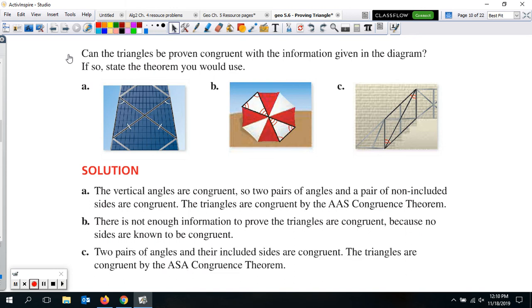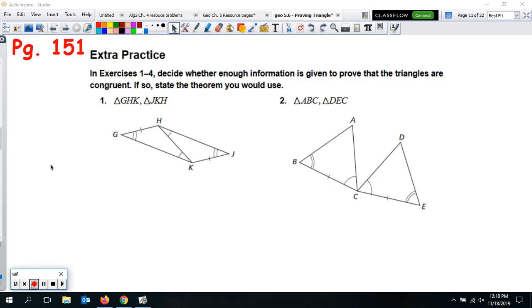All right, let's go on and try our extra practice. Okay, so here on page 151, exercises 1 through 4, decide whether there's enough information given to prove that the triangles are congruent. If so, state the theorem, and this theorem would be, in this case, most likely the two we're looking at, ASA or AAS. So I'm going to give you a chance. Let's just do 1 and 2. Just look at them. Go ahead and pause the video and write down if it's either yes or no, and if it's a yes, write down which one of the congruence theorems you're using to prove it. So go ahead and pause the video and then play it and see if you're correct.